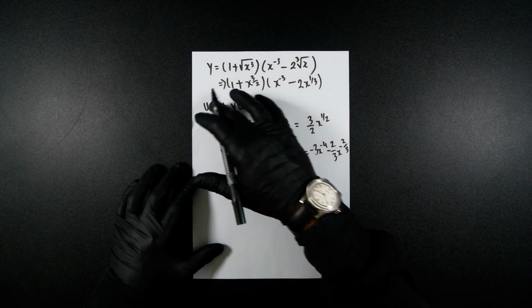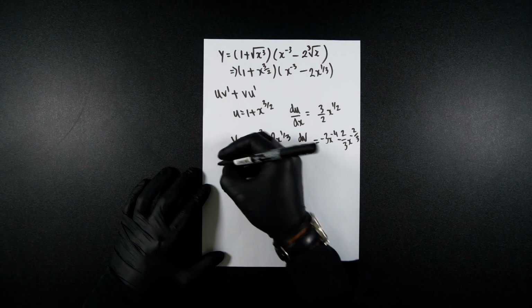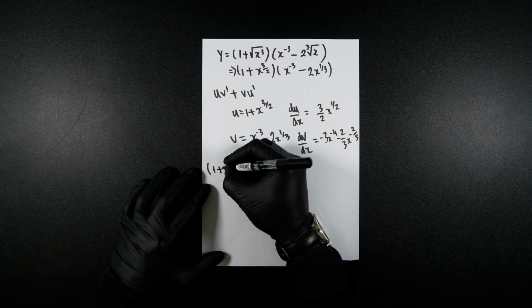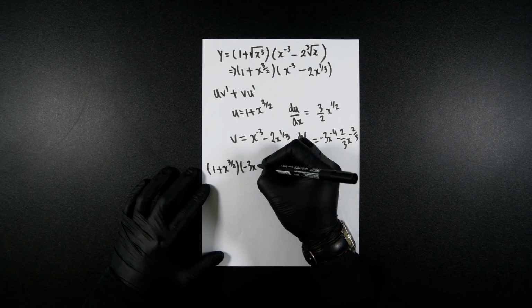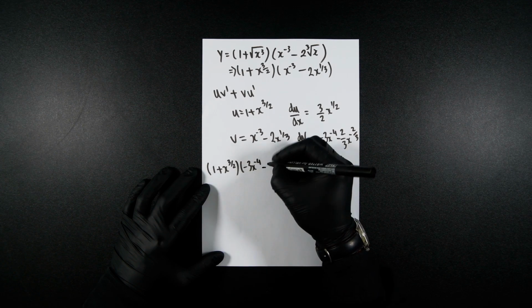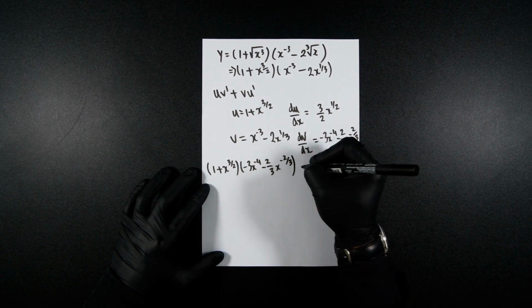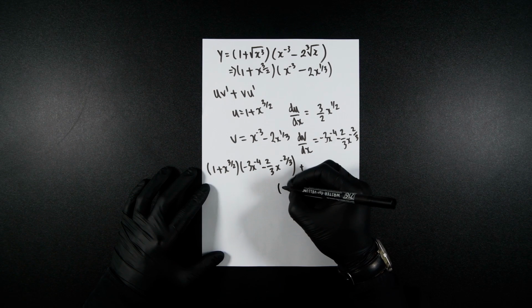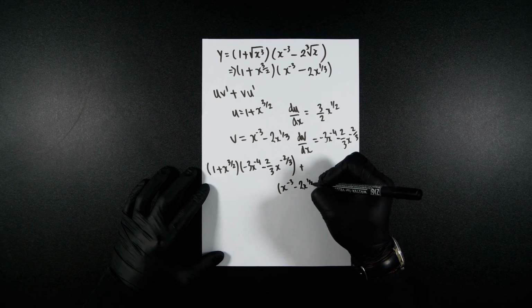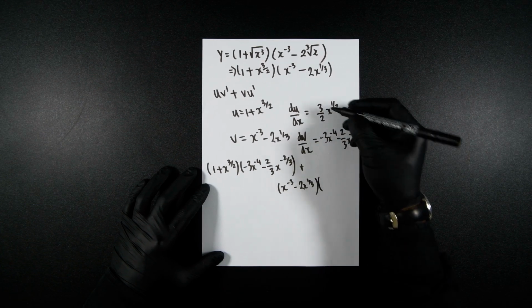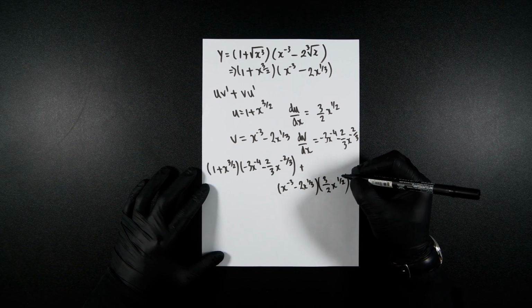We can now substitute all of these into here. So we're going to now get 1 plus x to the 3 over 2 times minus 3x to the minus 4 minus 2/3 x to the minus 2 over 3, plus x to the minus 3 minus 2x to the third, times 3 over 2 x to the half.